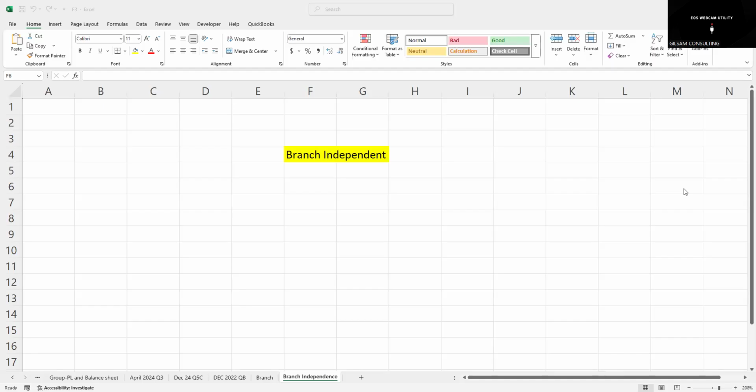Maybe we can look at the independent branch. Remember we said we have three types of branches: dependent, independent, and the foreign. But the examiner only examined two: dependent branch and the independent branch. The foreign was removed. So in this branch, we only need to prepare the income statement, which is the P&L, and the balance sheet for this one.